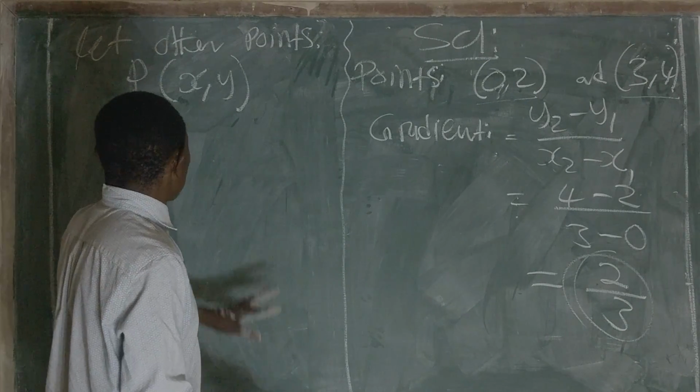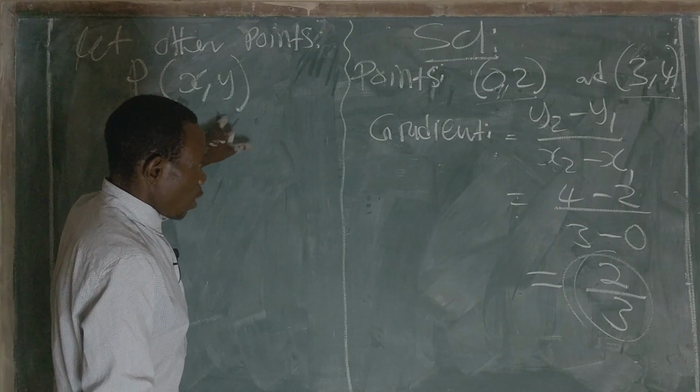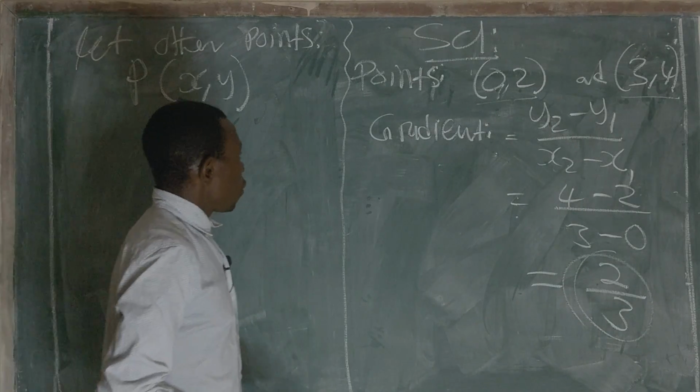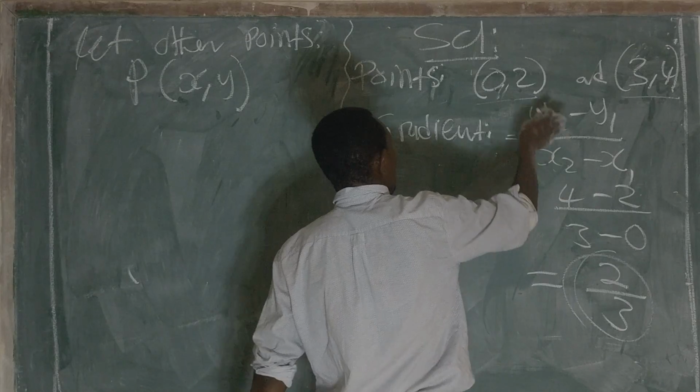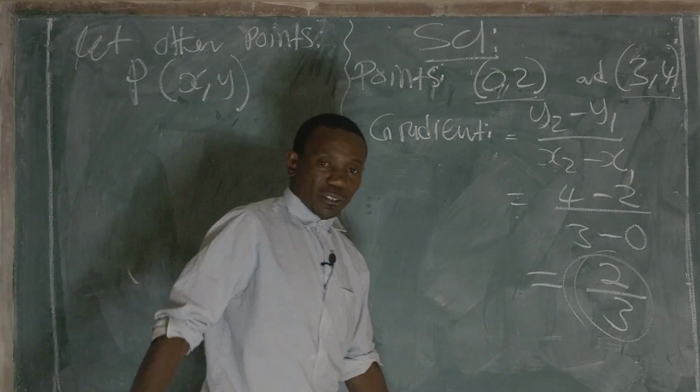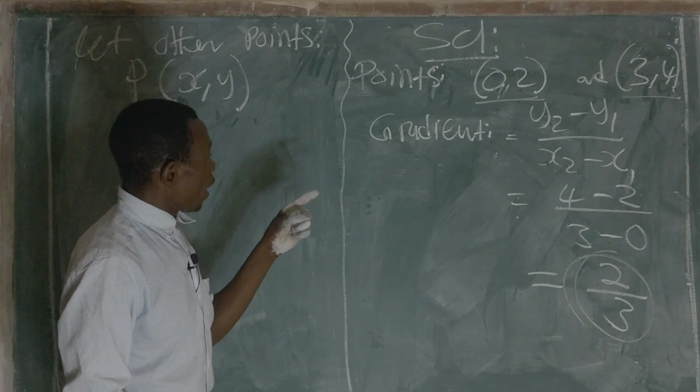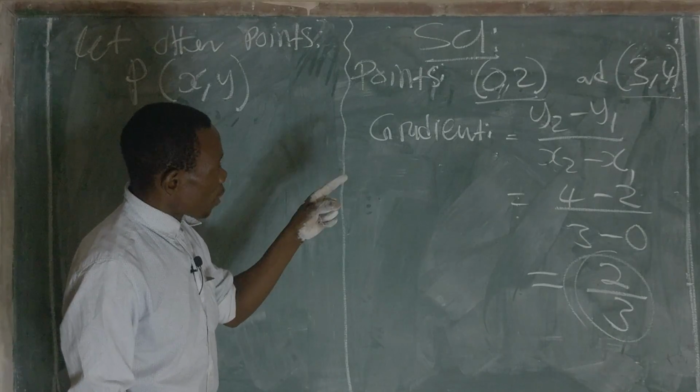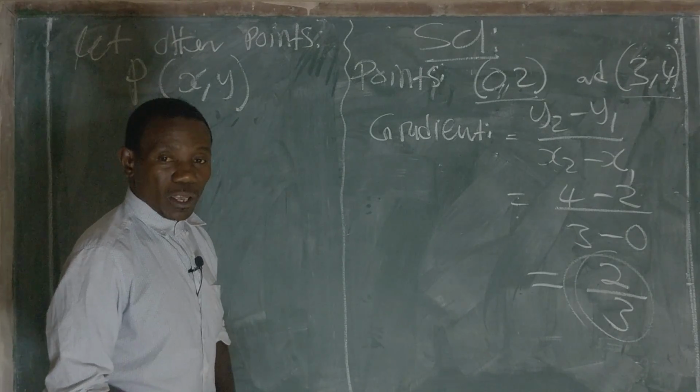So the moment we have introduced this point, what we do now is choose 1 point from the given ones. We were given (0, 2) and (3, 4).